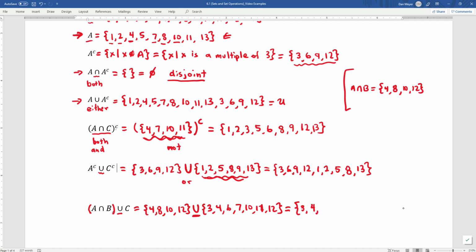5 isn't in either of those sets. 6 is in the second one. 7 is in the second one. 8 is in the first one. 9 isn't in either of those sets. 10 is in both of them. For the union, we only need it to be in one or the other. If it happens to be in both, you can think of that as being a bonus. 11 is in the second set. 12 is in both sets. 13 isn't in either set, so it's not going to be in the union.